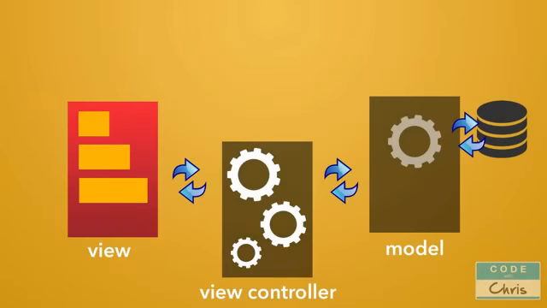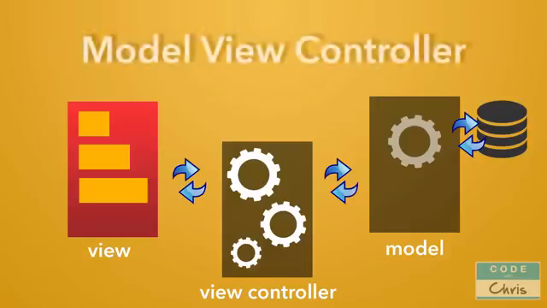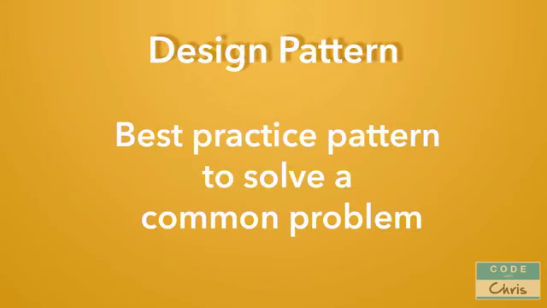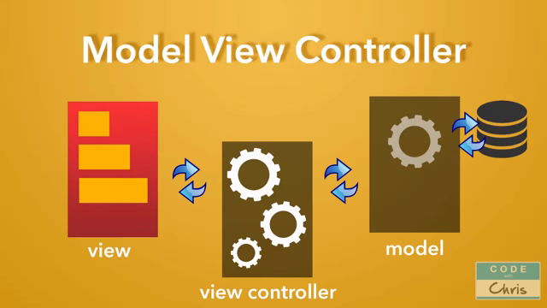So as you can see, each component has its own set of responsibilities and a role within the app, and they must work together to form a functioning app. Now this division of labor and the way that the communication happens between each component is a well-known design pattern in programming called Model View Controller Pattern, or MVC for short. And a design pattern is simply a best practice pattern or way to solve a common problem. iOS development makes use of this design pattern heavily to structure the way that apps are built.